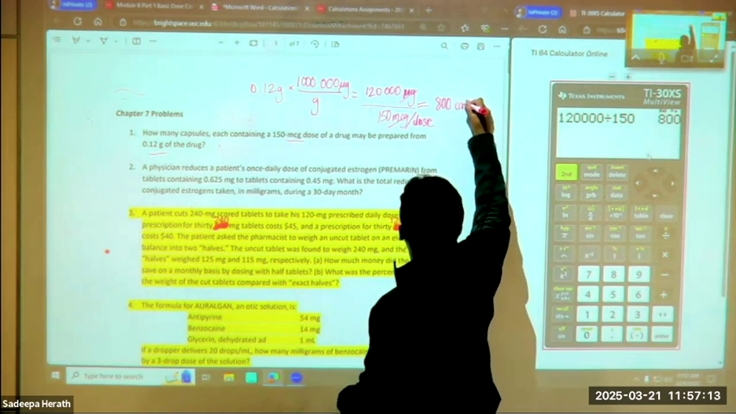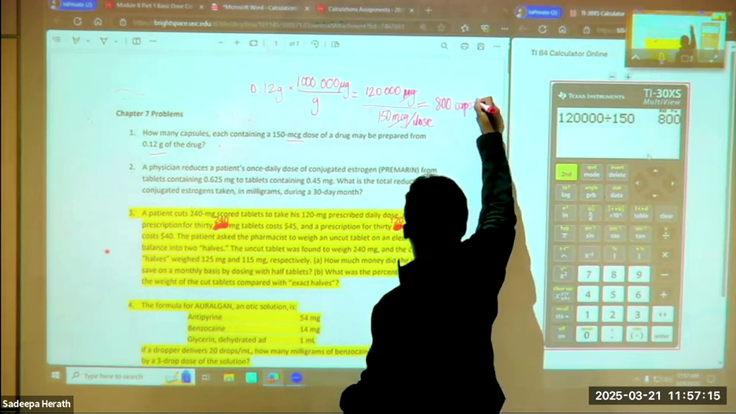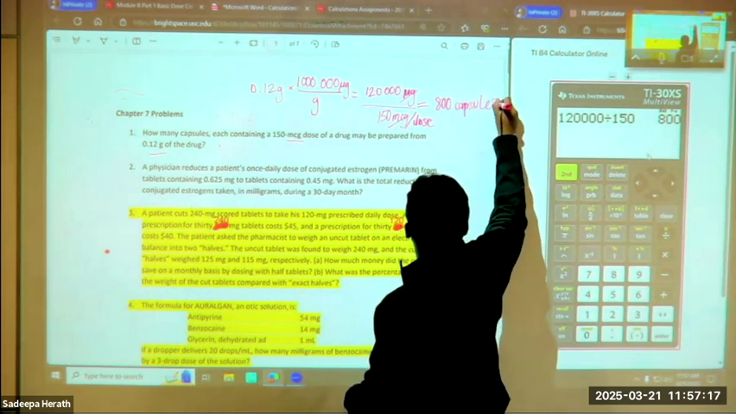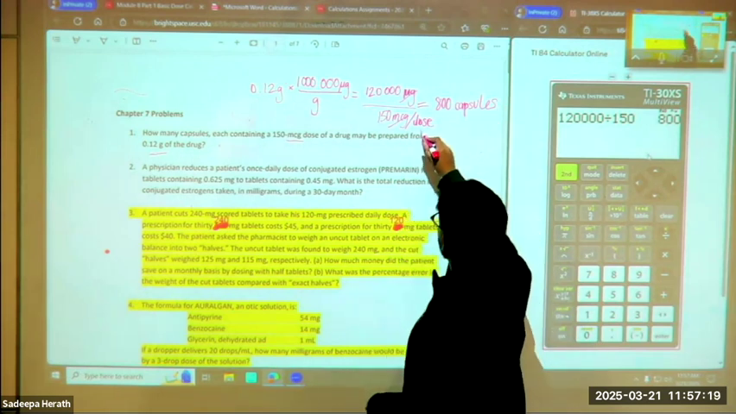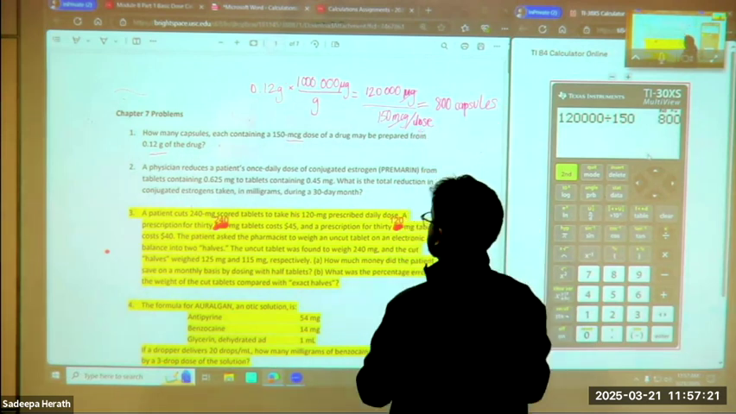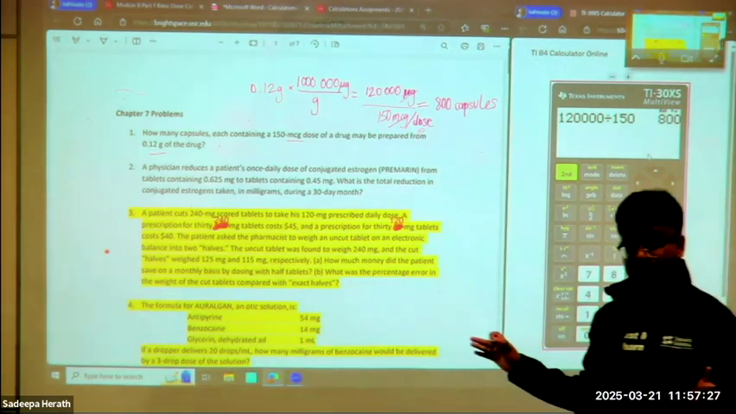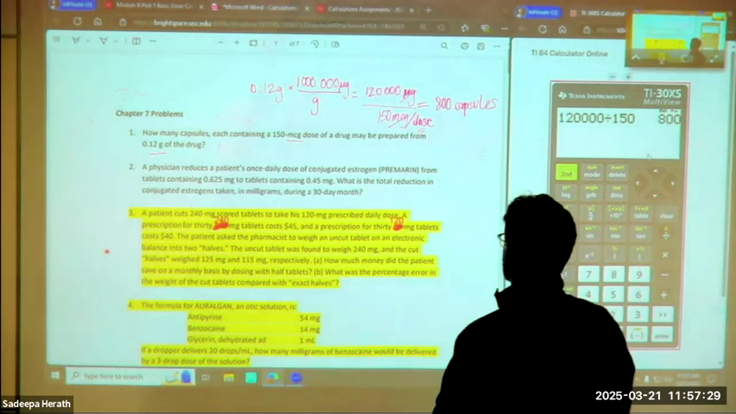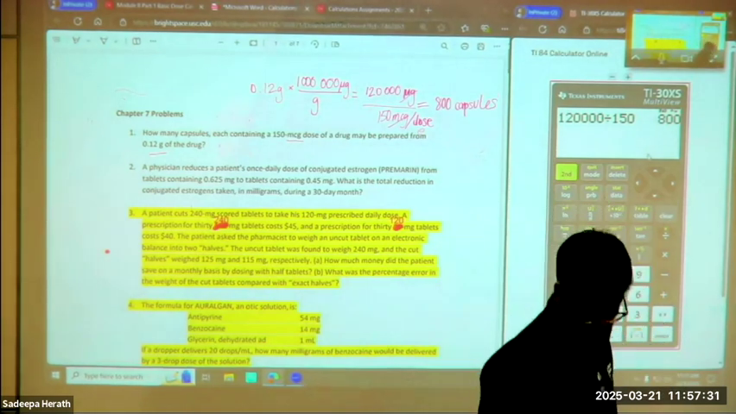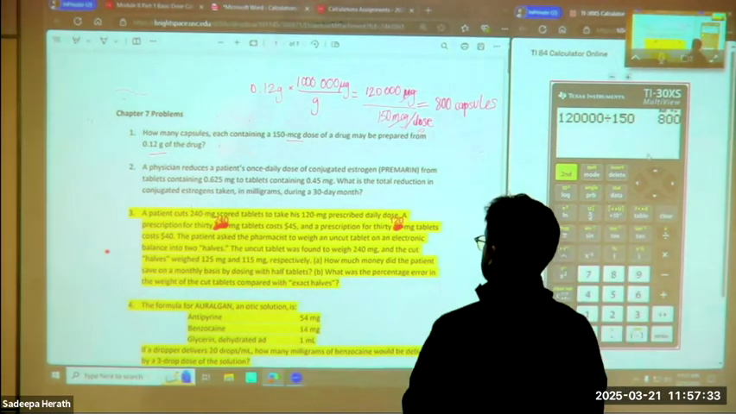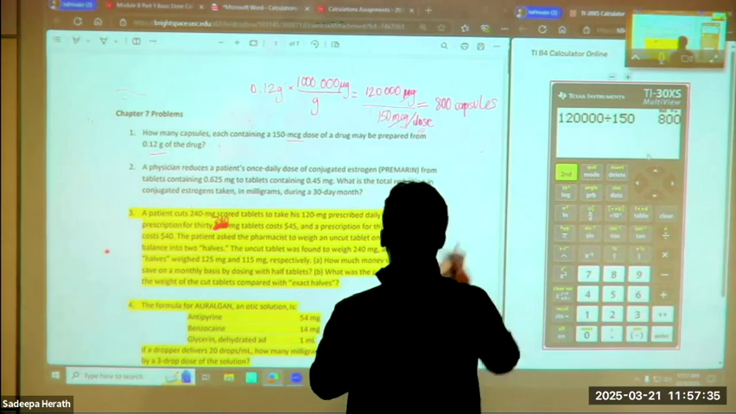We probably should have said capsules instead of doses, but I hope I'm not confusing anyone that way. This should be capsules. 150 micrograms per capsule. Pretty simple, simple division. Yeah, that's number one. Let's go ahead to our next problem.